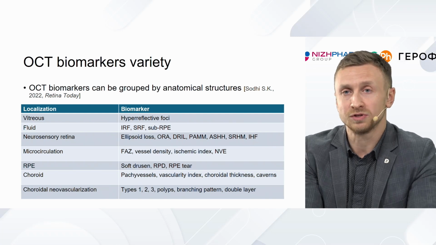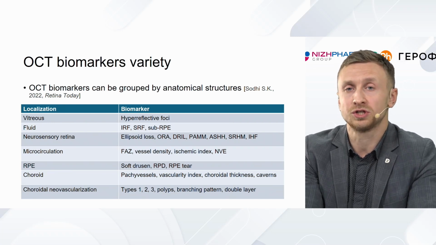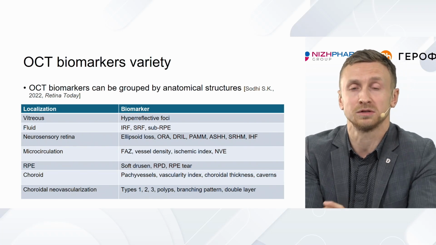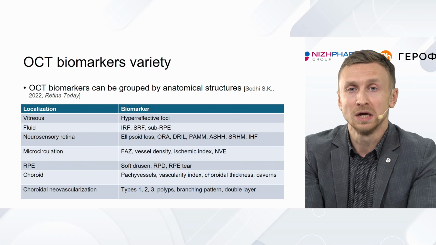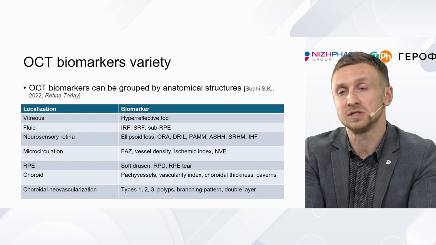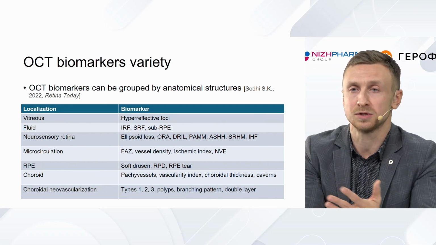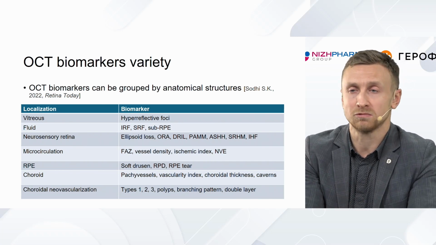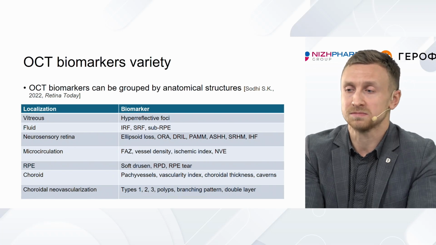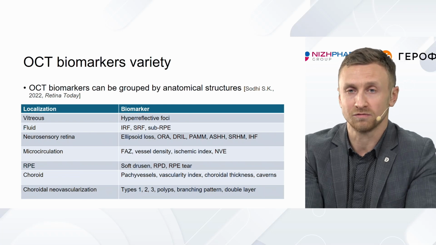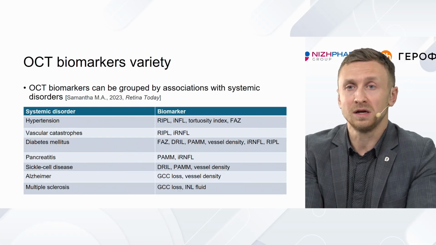And from this multiplicity, definitely we can make systematization and further classification of all these biomarkers, and these attempts are successfully made. For the last few years, we can at least find several attempts of classification that were published in high-impact factor journals. For example, in 2022, in Retina Today, they tried to systematize OCT biomarkers according to anatomical structures: vitreous fluid, neurosensory retina, microcirculation, RPE, or choroid, or choroidal neovascularizations. Well, intuitively, it is clear, but it doesn't give us much from practice. We fully understand which structure is involved in the process.